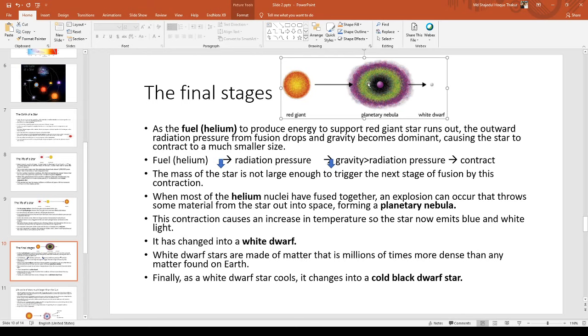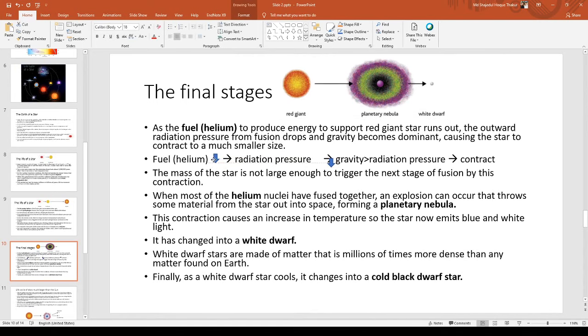You see this diagram here? From the star it actually throws some of its material out into space randomly. So it just kind of explodes. It contracts and then it explodes. Now when the star explodes, it forms this shape and throws some material randomly out of the star into space. It actually forms a planetary nebula.